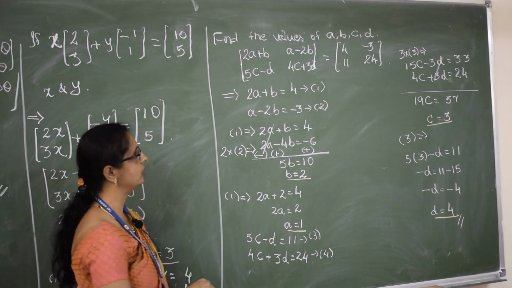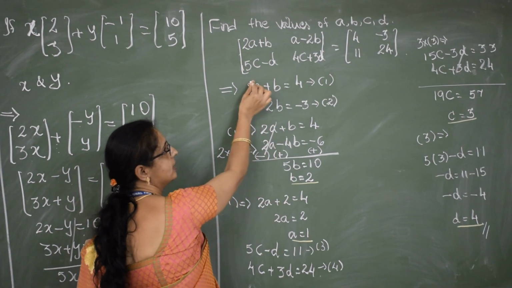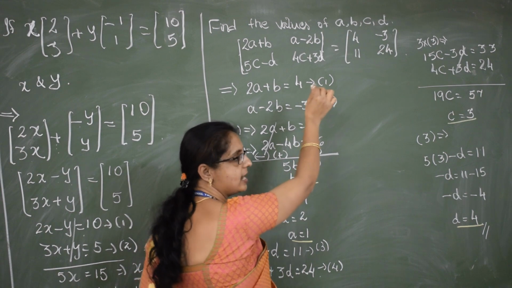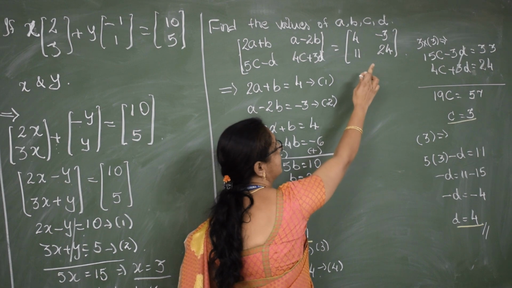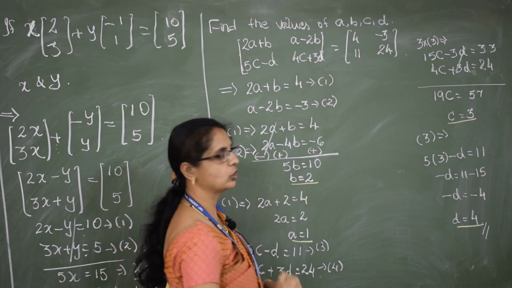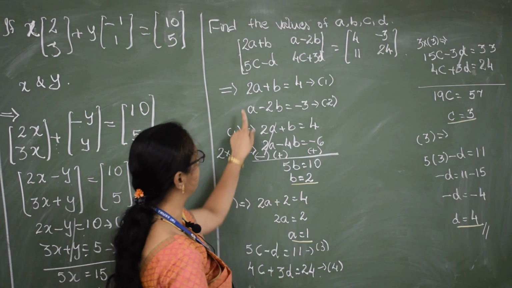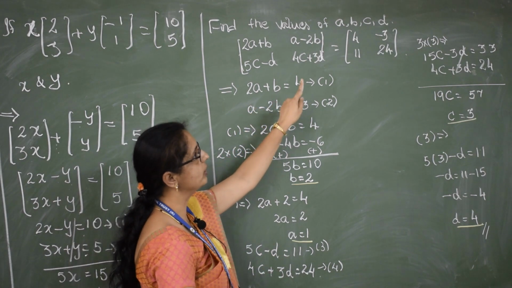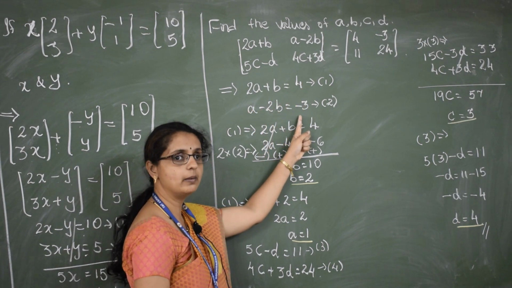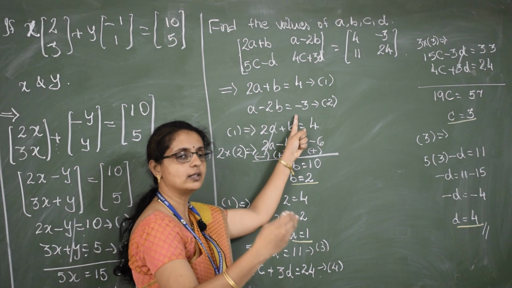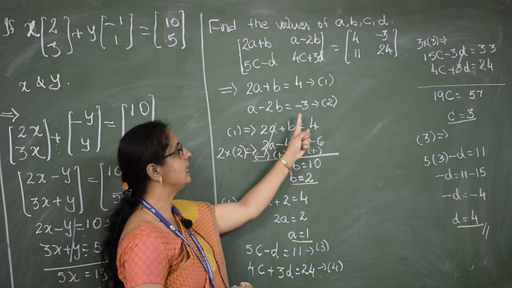Which are those two given matrices equal here? 2A plus B, A minus 2B, 5C minus D, 4C plus 3D is equal to its corresponding matrix with the entries 4, minus 3, 11, 24. So from now onwards you are well versed. We are going to just equate the corresponding elements. 2A plus B will be equated to its corresponding element 4. A minus 2B is equated with its corresponding element minus 3. Before equating the second row elements, I will call this equation 1 and this equation 2.